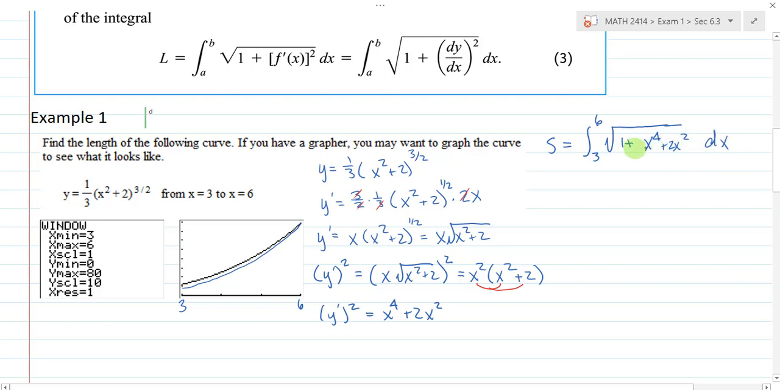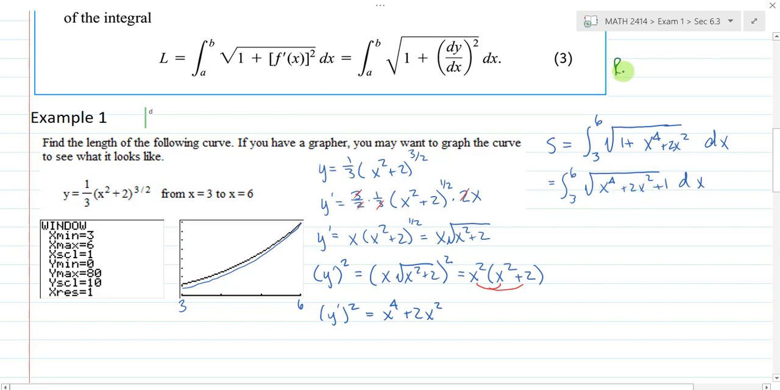I'm going to rearrange these terms in the radicand so that they're in descending order. So this is going to give us the integral from 3 to 6 of the square root of x to the 4th plus 2x squared plus 1 dx. And hopefully this pattern right here looks familiar to you. This is the perfect square of a sum.